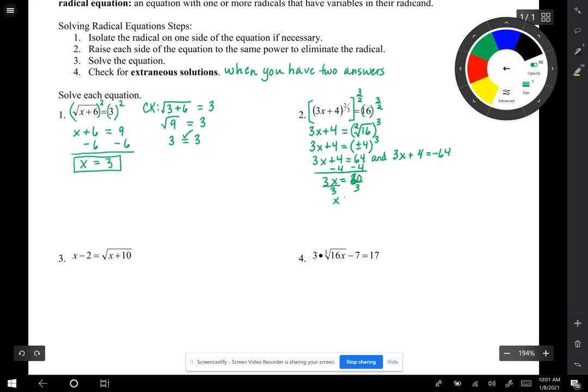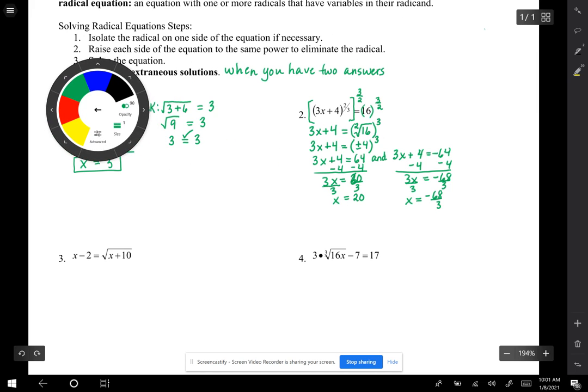X equals 20. Don't circle your answers until you actually check them. Especially, like I said, for the number 1, we didn't really have to check. We knew we only had one answer. But on problem 2, we're going to have 2 answers. So we have 3x equals negative 68. Divide by 3. Never change your answer into a decimal unless you have a real life problem. So that would be x equals negative 68 over 3.